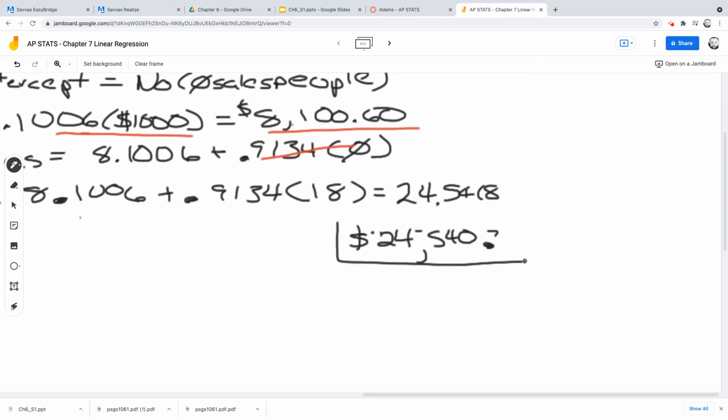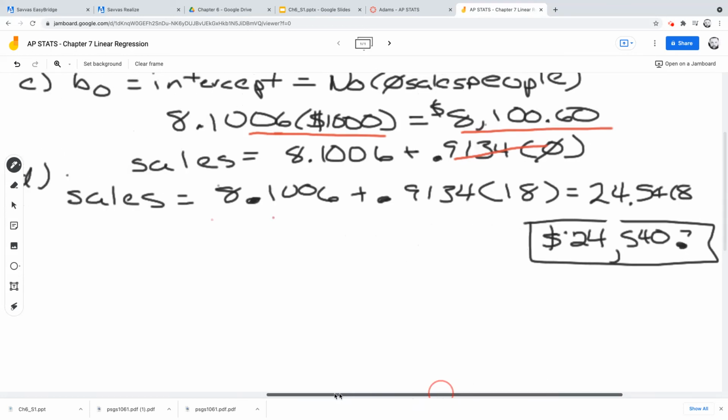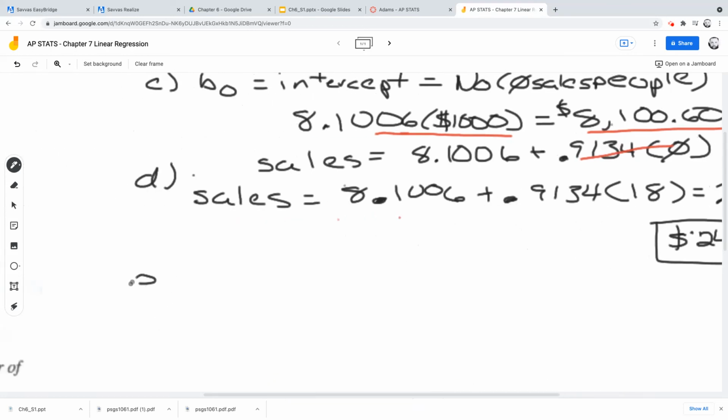So that's what that means. If you have 18 salespeople, you're expected to have 24,000 in sales, okay? Which is a little weird, but all right, so now let's do part D. You like the sound effects? Or I mean part E.